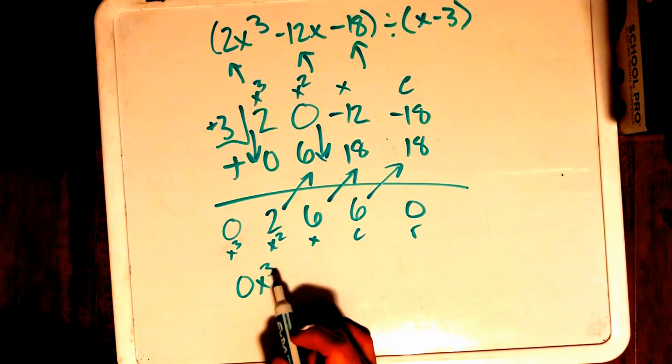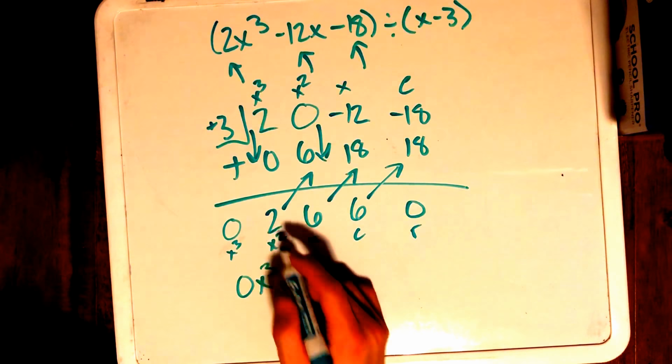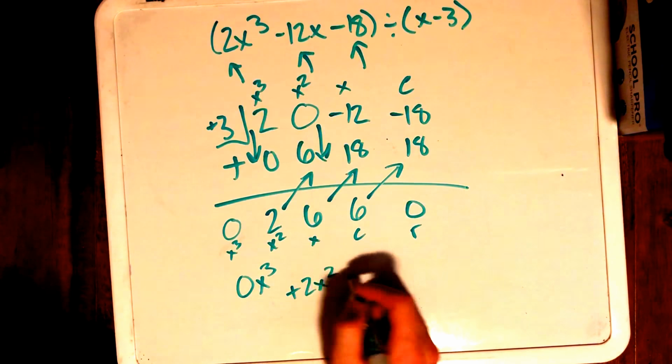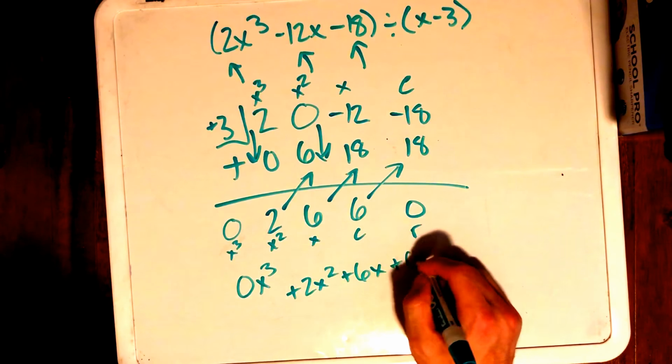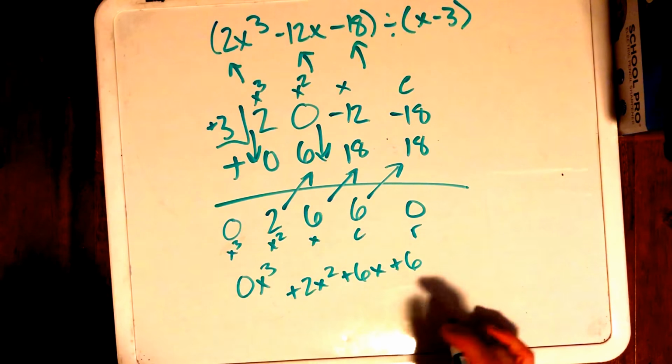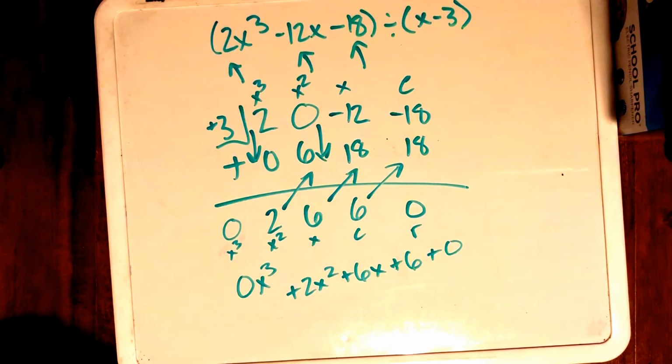So if we were to write our answer, we have the 0x cubed, which like I said, you don't have to include if you don't want. But then we have a positive 2x squared plus 6x plus 6. And then our remainder, there's no remainder, so again, there's like an invisible plus 0 out here, but you don't have to write that.